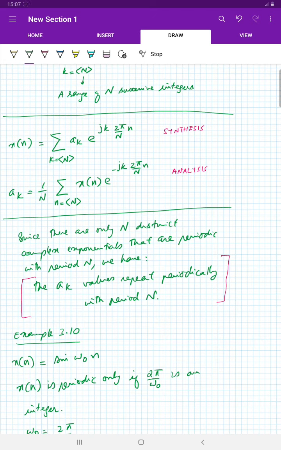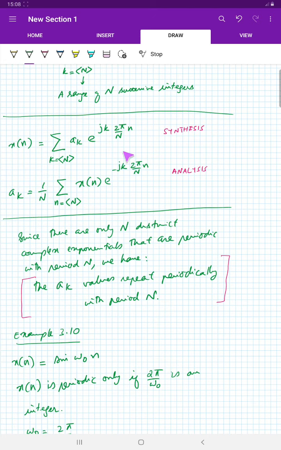And now the important difference is here. What can you say about the a_k, right? So a_k is the coefficient for the complex exponential e raised to j k omega naught n.